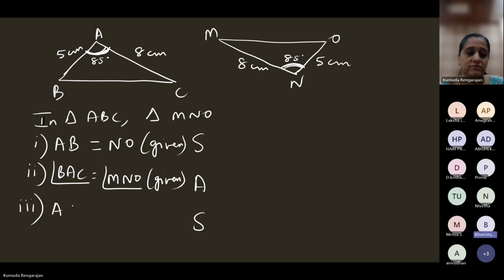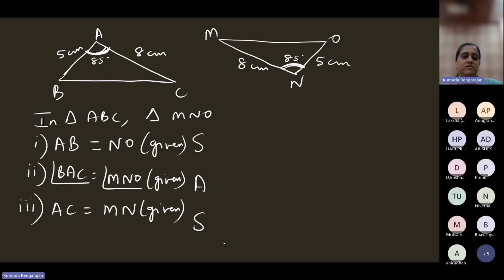AC is equal to MN, or NM, whatever. That's also given. So we've listed the information, we have listed the equalities in this order, SAS.